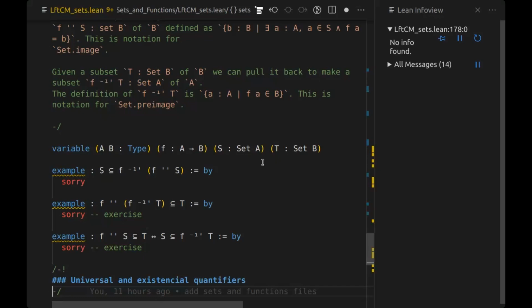Yeah, so I'm being a bit loose with language here. The mental model that I keep is that A is my big set and S is a subset of A. But you are right, A is really a type and S is a set in which all of the elements have the type A. That's really what's going on.